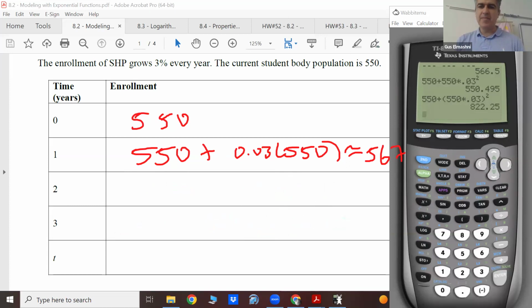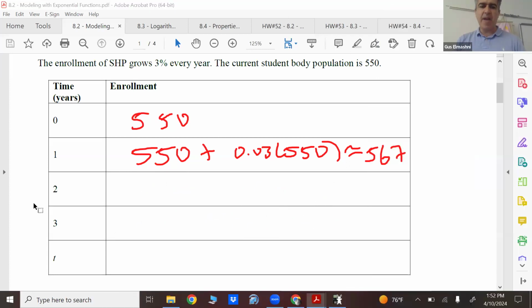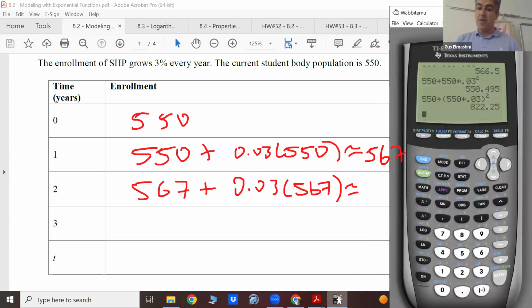All right. Yeah, I have to do 567 plus 0.03 times 567. There we go. My apologies. It's been a long day. That was a fundamental flaw, total flaw on my part. What I should have done is this. Let's back up a little bit. So 550 plus 550 times 0.03.